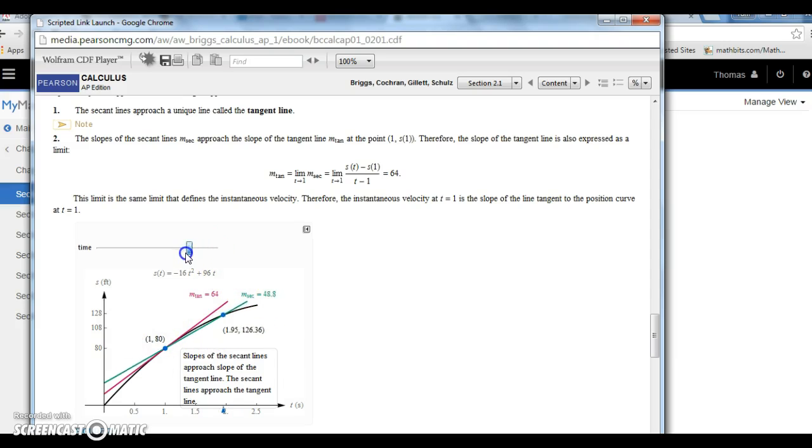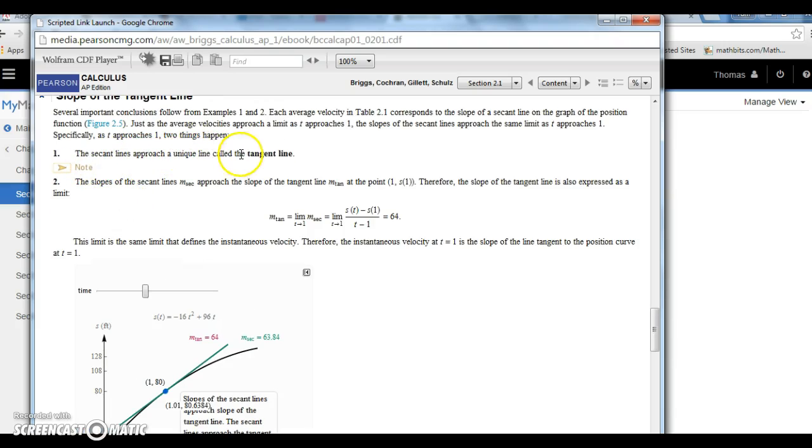But as t gets closer and closer to 1, notice how the secant line approaches the tangent line, until as t becomes 1, voila, we're pretty much there. There we go, 1.01, that's close enough. Notice we've got the same line. The secant line is the tangent line. The two things that happen here: the secant line approaches a unique line called a tangent line as t approaches 1, and the slopes of the secant lines approach the slope of the tangent line. Therefore the slope of the tangent line is also expressed as a limit.